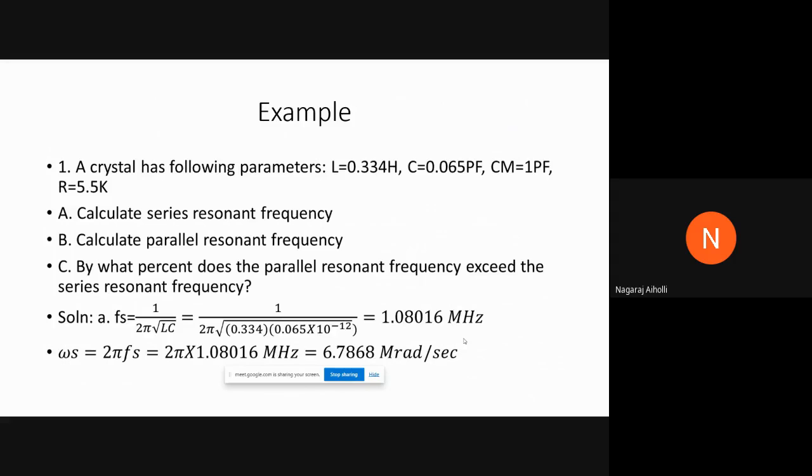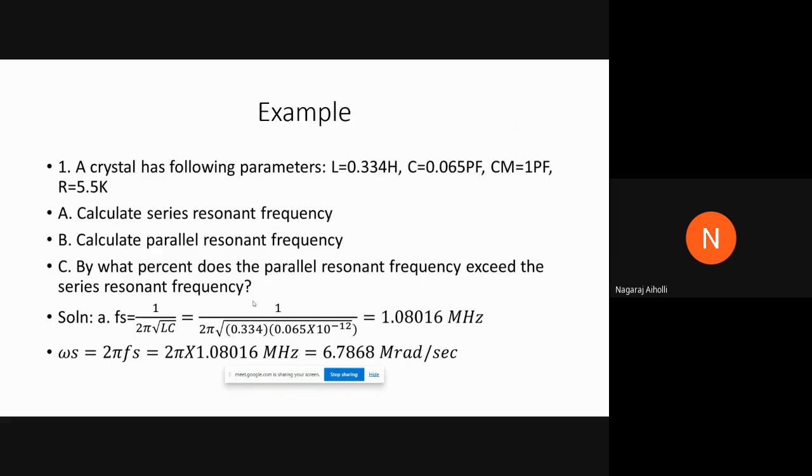Then what are we supposed to calculate? Part A, the series resonant frequency. Part B, calculate the parallel resonant frequency. Third, by what percentage does the parallel resonant frequency exceed the series resonant frequency, or by how much percentage is the parallel resonant frequency more than the series resonant frequency. That we are supposed to calculate here.